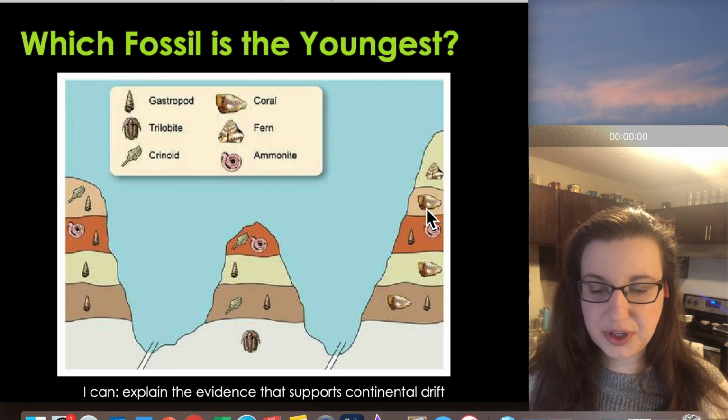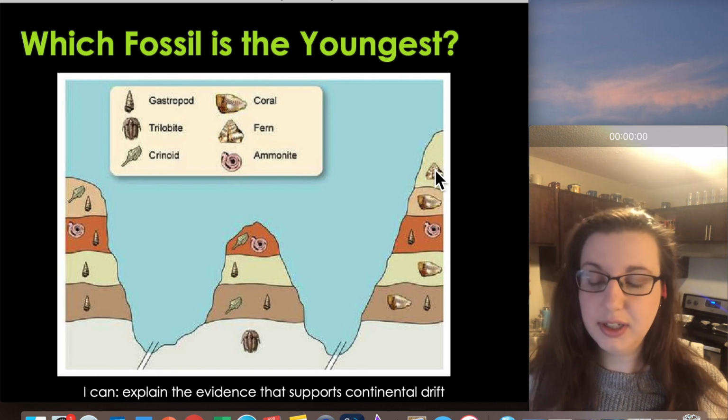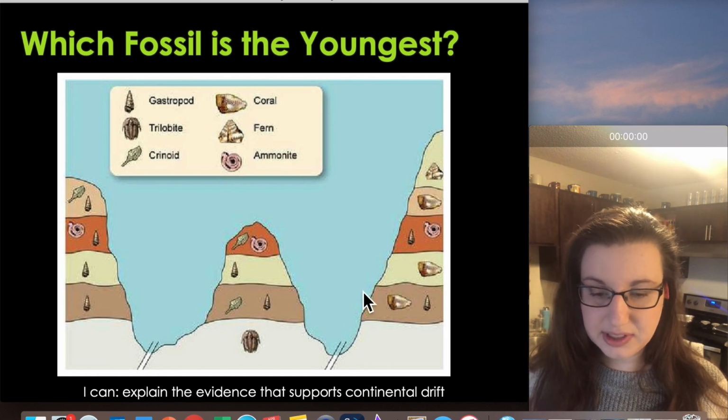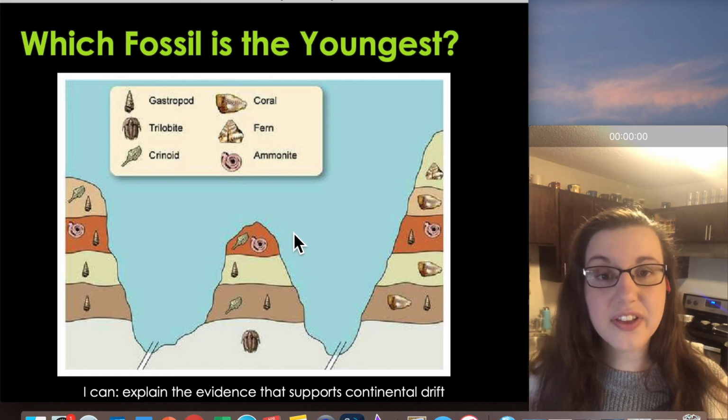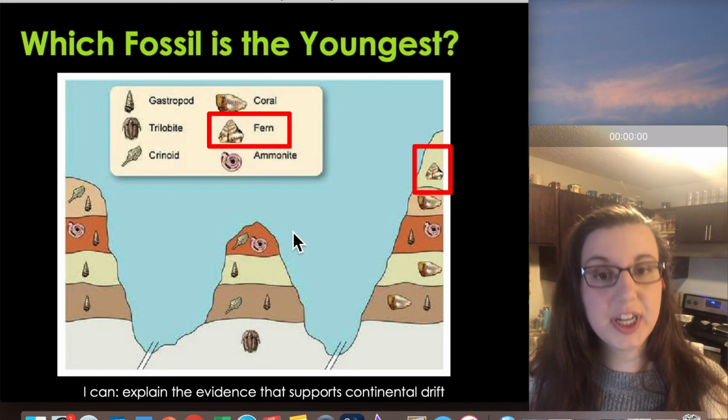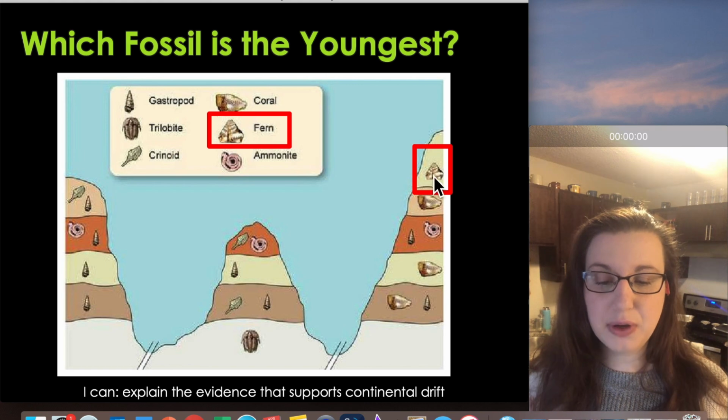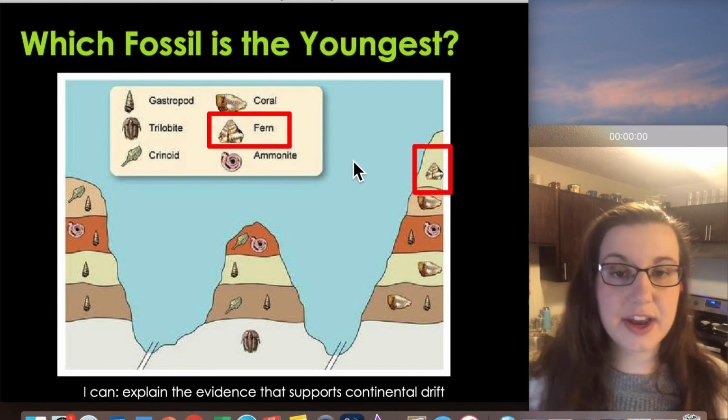Because actually, as we go farther up, we see this over here. We see that we have a fern. And so this fern is in the topmost layer, and you don't see it in any other layer. So this fern is the youngest. So you're looking just for the topmost, and one that isn't fully scattered throughout.